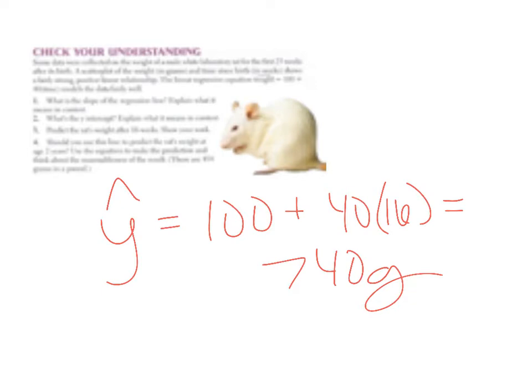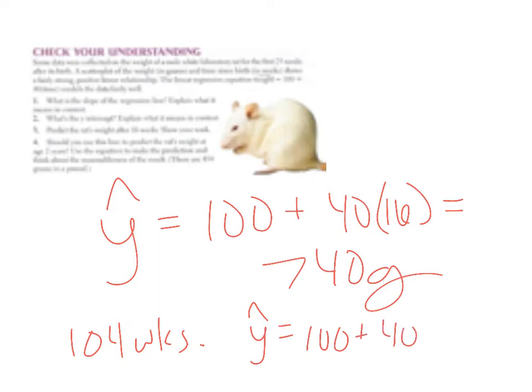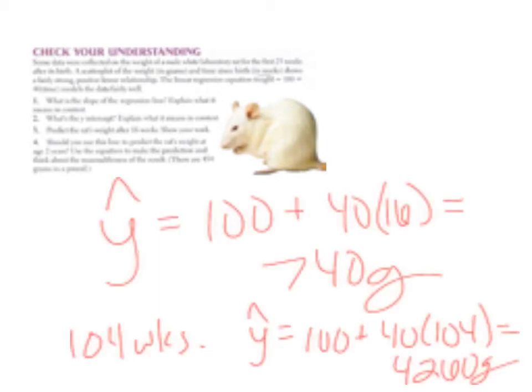Number 4 asks, should you use this line to predict the rat's weight at age 2 years? Use the equation to make the prediction and think about the reasonableness of the result. If we use the equation to make the prediction, over the course of 2 years there are 104 weeks, because my time here is in weeks. So y hat equals 100 plus 40 times 104, which equals 4,260 grams. They told you there that there are 450 grams in a pound, so that you could convert that if you needed to. In pounds, that would be almost 9.5 pounds.